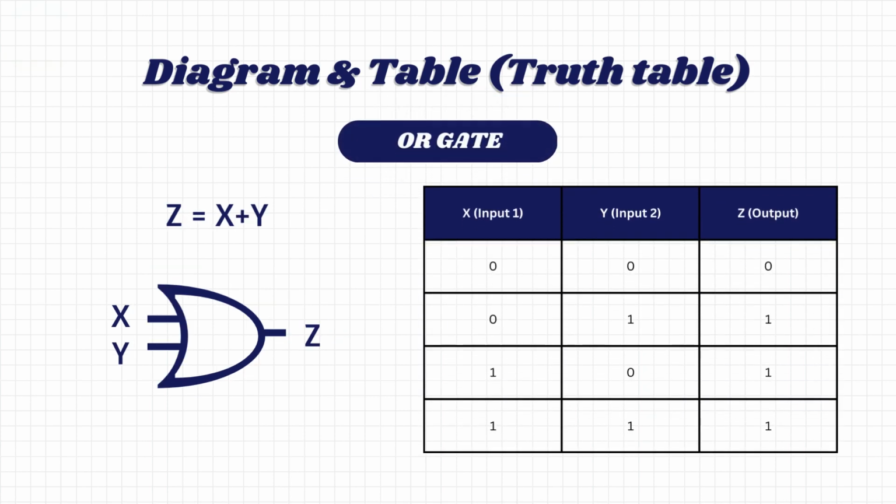Secondly is the OR gate. An OR gate takes two or more input signals and produces a single output signal that is high, or 1, when at least one input signal is high. The Boolean expression for an OR gate with two inputs x and y is x plus y.